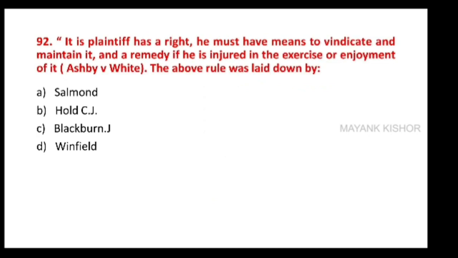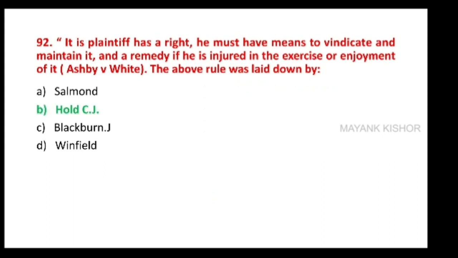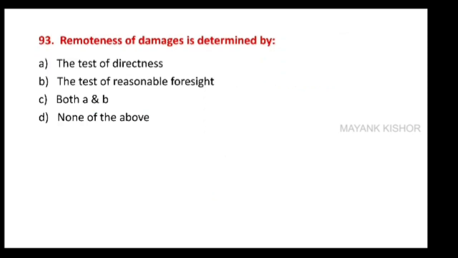If a plaintiff has a right, he must have means to vindicate and maintain it, and a remedy if he is injured in the exercise or enjoyment of it. Ashley versus White. The above rule was laid down by option A Salmon, option B Holt Chief Justice, option C Blackburn Justice, option D Winfield. And the correct answer is, it was laid down by option B Holt Chief Justice. Next question, question number 93.